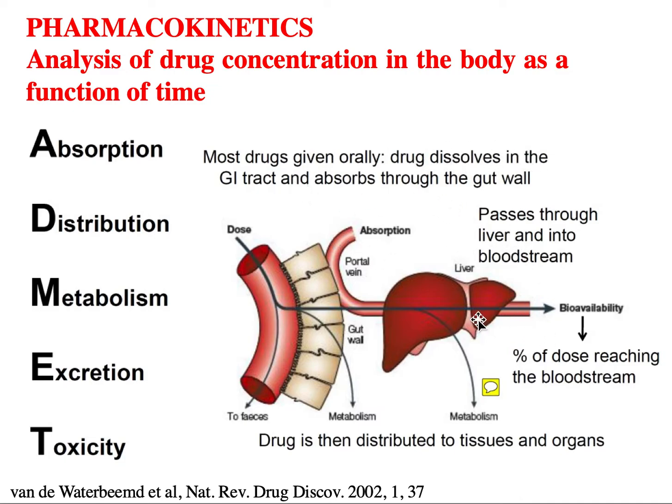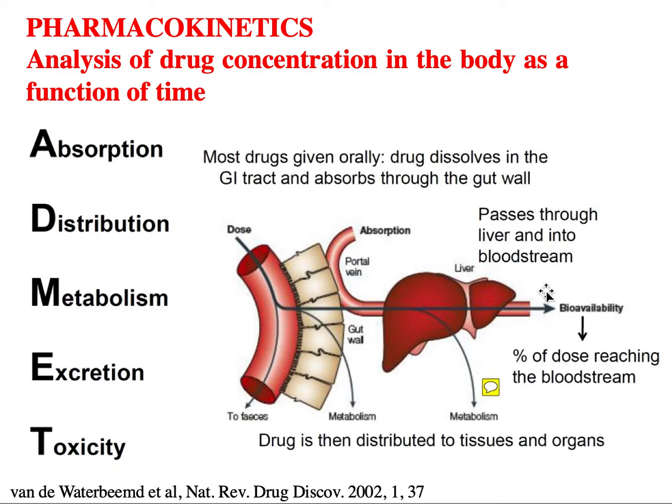Most drugs, as we've talked about before, when you give them orally, are going to go through the GI tract, and they're going to pass through the liver and into the bloodstream. Remember, they're going to go from that portal vein into the liver. So that was that first pass metabolism we talked about before. And then they're going to be bioavailable after that.